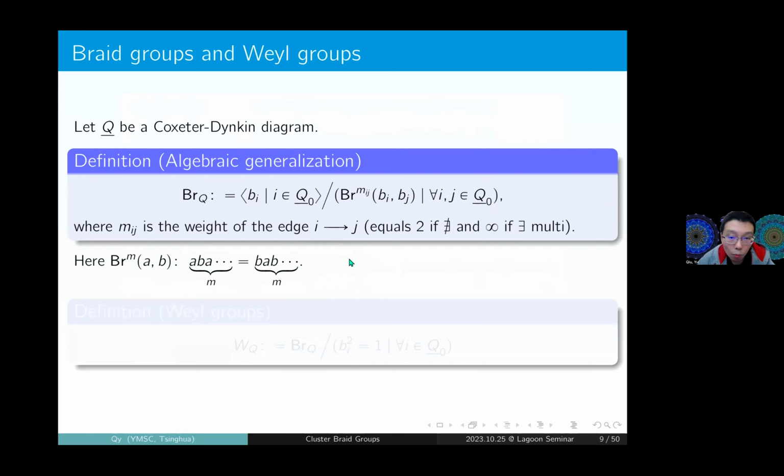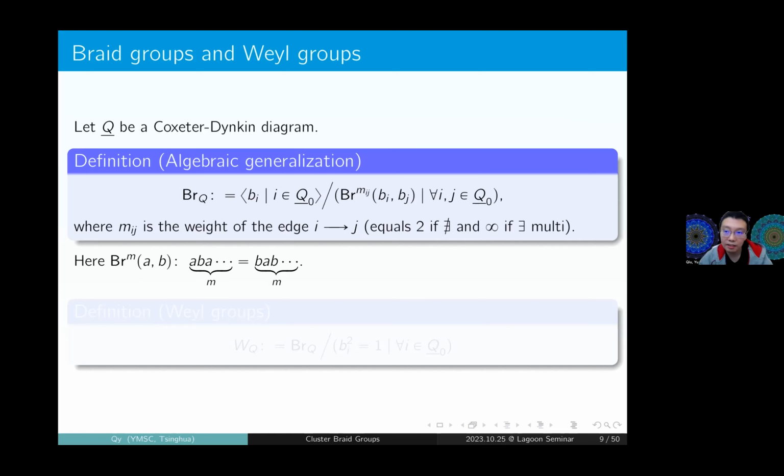And if there's no edge connecting them, then we have the braid relation of degree 2, which is just AB equals BA, that's commutativity. The classical case is when this weight is 3. So when you have an ADE Dynkin diagram, all the weights are 3, and in that case you will have ABA equals BAB, the classical relation. But you can also have higher versions. If you have multiple arrows, like if you have a connected quiver, then this number should be infinity, meaning that there's no relation between the corresponding generators.